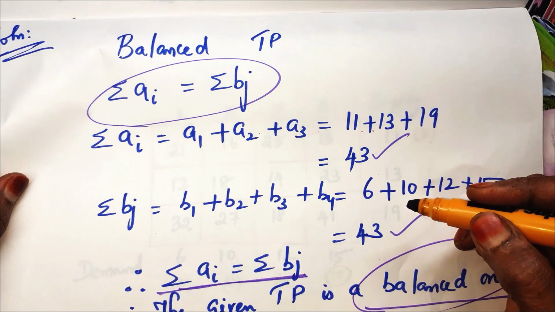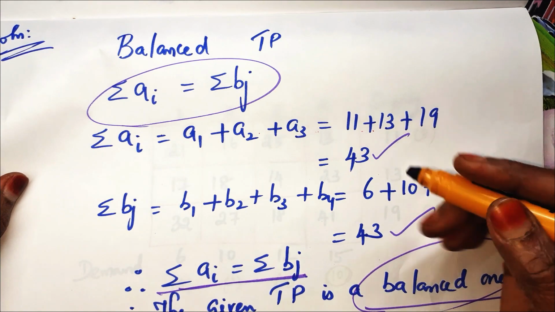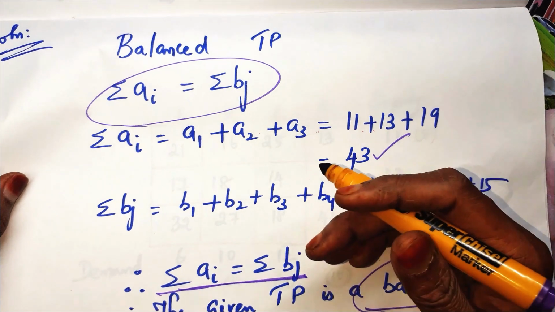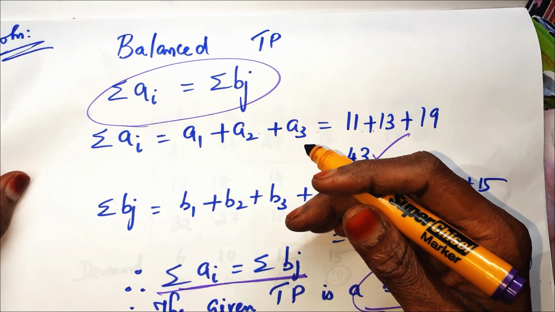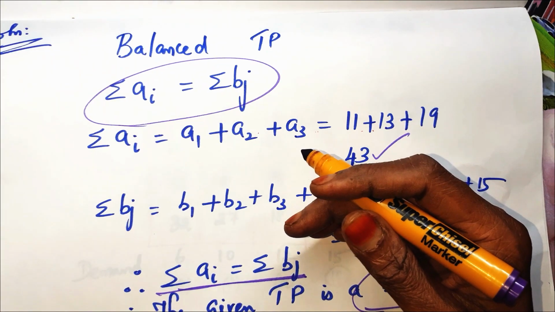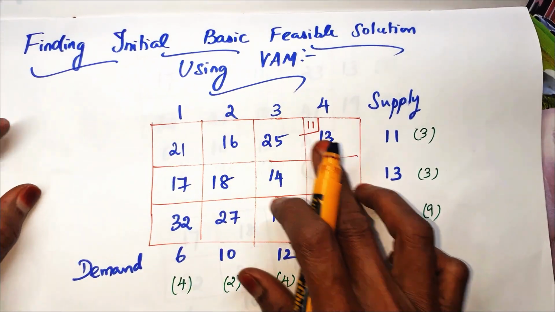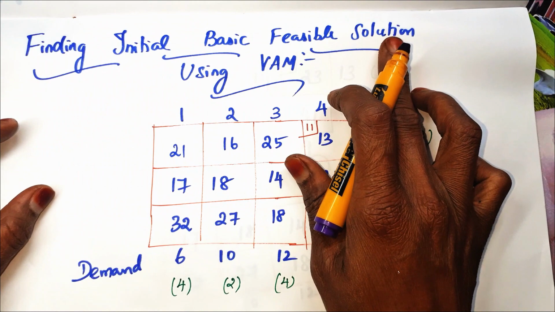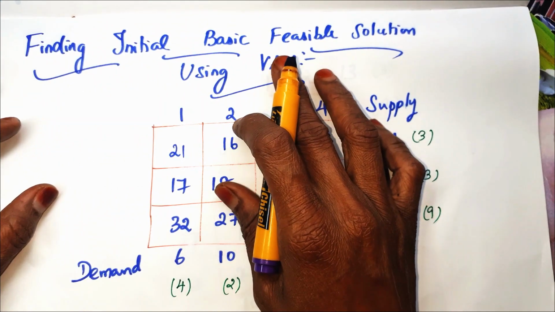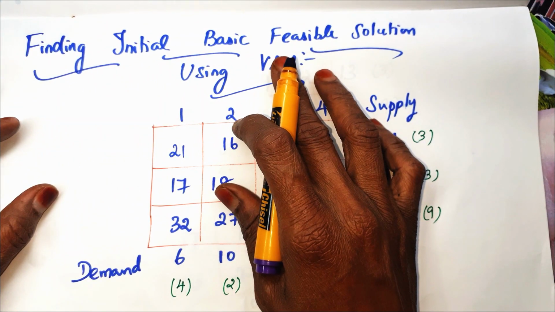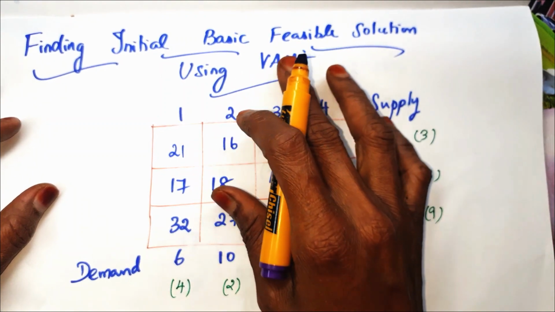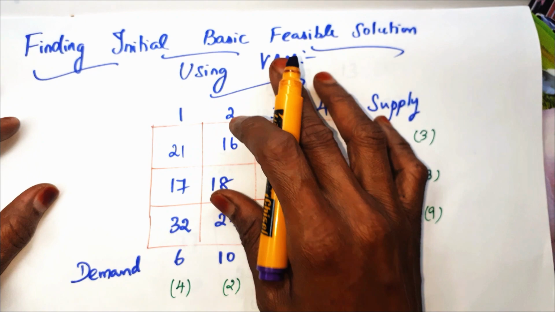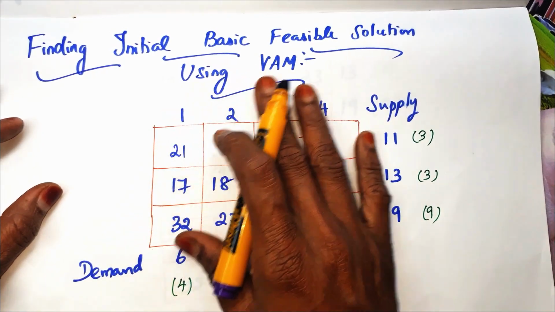So after confirming the given TP is a balanced one, we have to move on. If it is unbalanced, later I will post a problem on an unbalanced TP. So for the given TP, we have to find the initial basic feasible solution. That method already I have explained in detail in my previous video. If you want to get more knowledge, you just go through that video. Here in short I have explained.